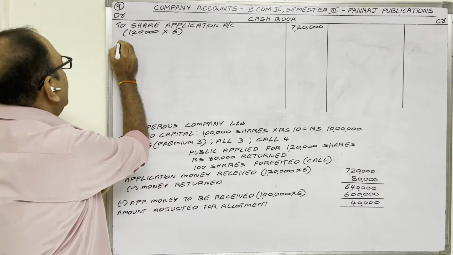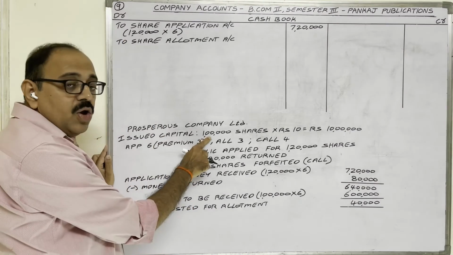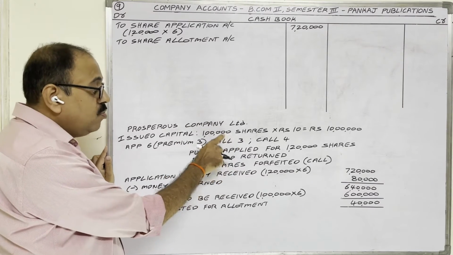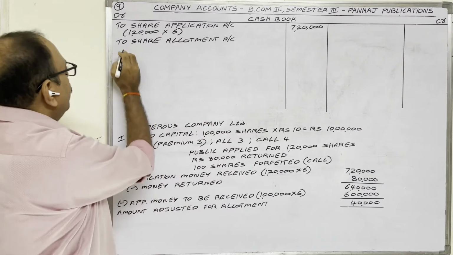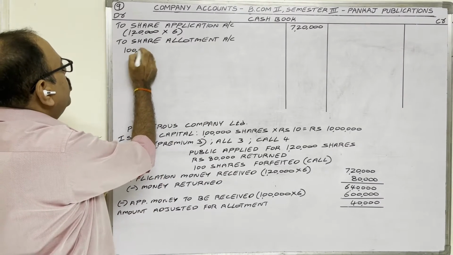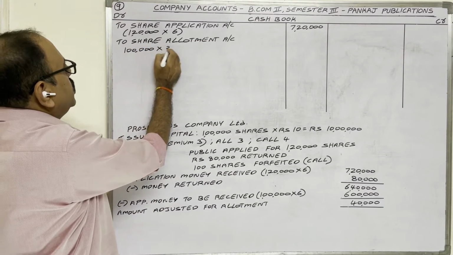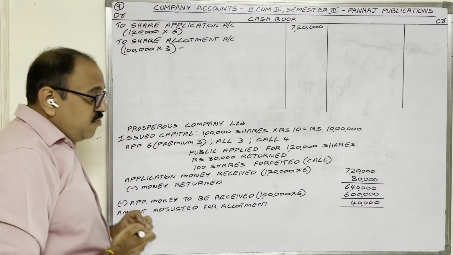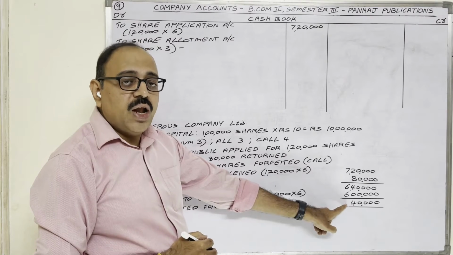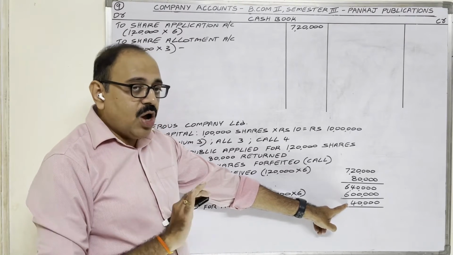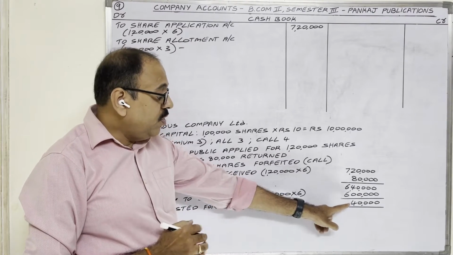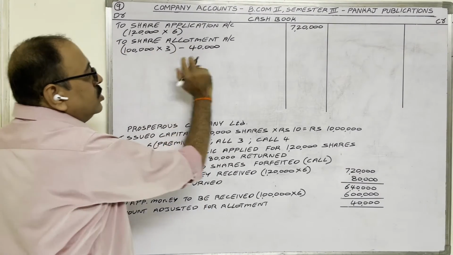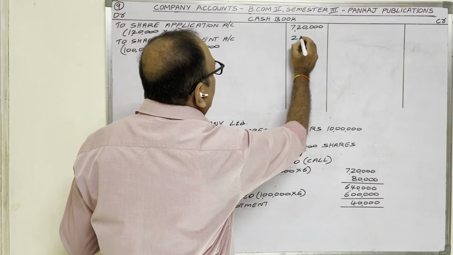Next is for receiving allotment money: To share allotment account. The company allotted 1 lakh shares, no? On 1 share, the allotment money is 3 rupees. How much allotment money should come? 1 lakh shares into 3 rupees, 3 lakh should come. But from application, 40,000 the company adjusted for allotment, no? So that amount is not going to come from applicants. Therefore, subtract this 40,000 rupees. 3 lakh rupees minus 40,000, 2,60,000 in the outer column.